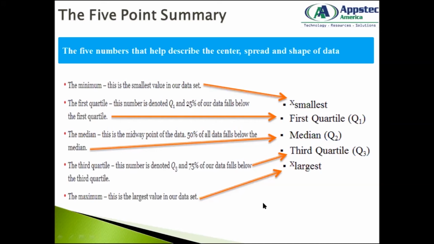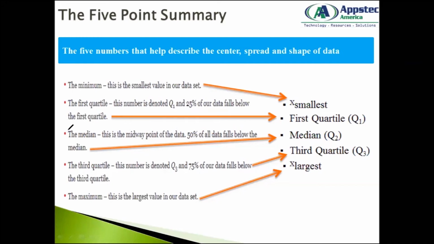To know the dispersion of the data, or what the data is telling me, the summary consists of 5 important sample percentiles. The first one is the minimum value, which is x smallest. Then the first quartile, which in IQR we have learned is called Q1. The second one is the median value, which is the midway point. At least 50% of the data falls in the median. We know that for any median value, 50% is at the bottom and 50% at the top. That's the median value.